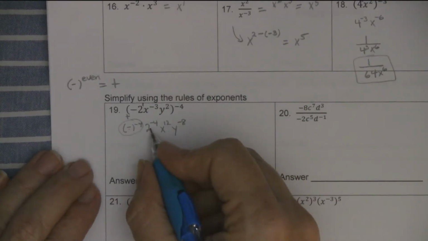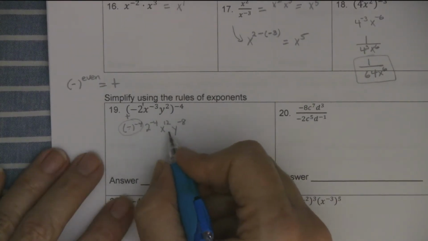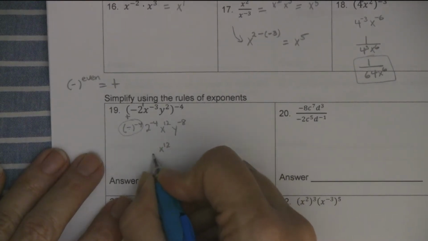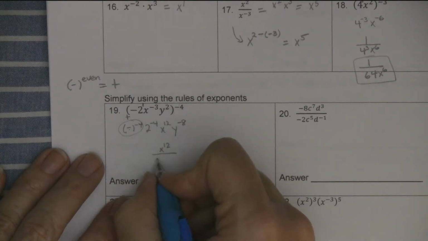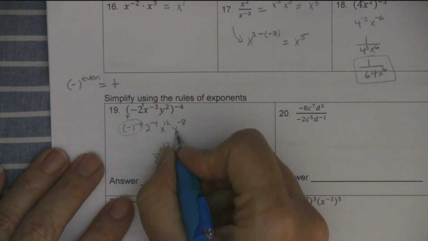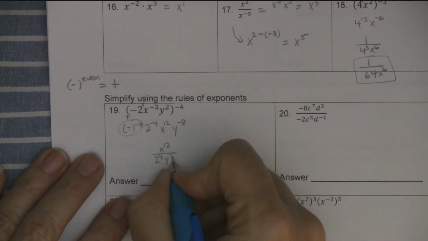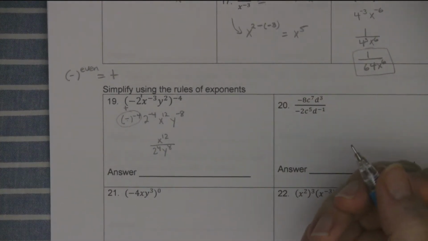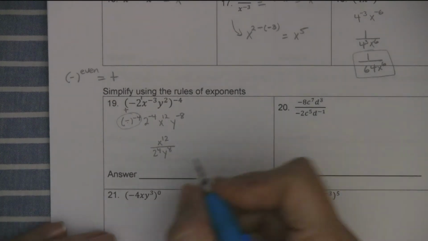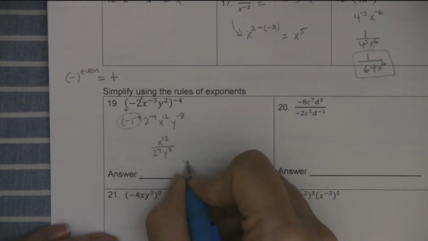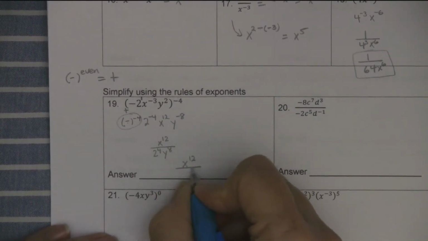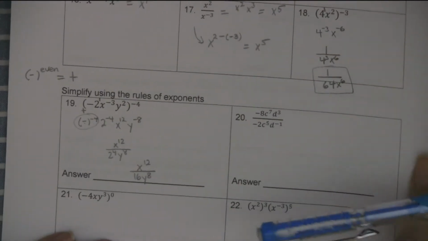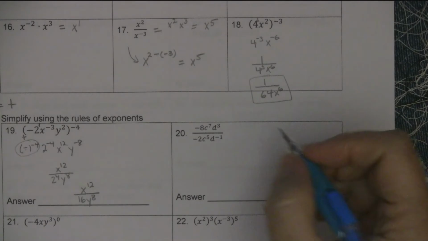So this is positive. So I don't need to write the sign. This is negative exponent, so it needs to go in the denominator. That needs to stay in the numerator. So when I get done here, this is x to the 12, and the denominator is 2 to the 4, and y to the 8. X to the 12th positive exponent, so it stays in the numerator. 2 to the 4th is 16, and so this is x to the 12th over 16 y to the 8th. And that would be a great way of doing it. There's other ways of doing it.